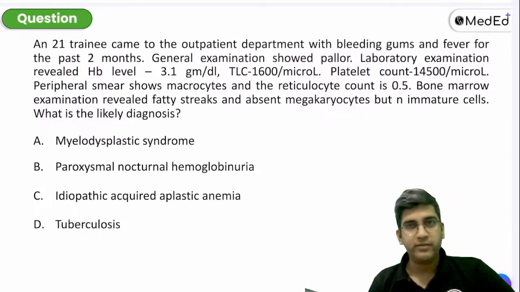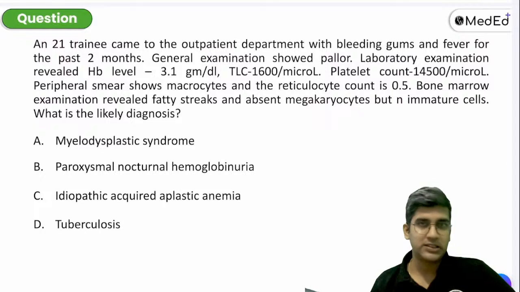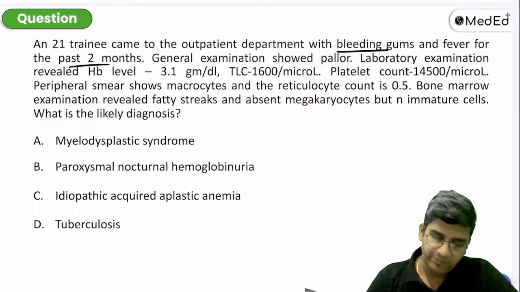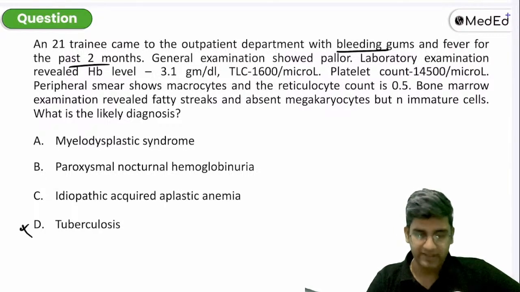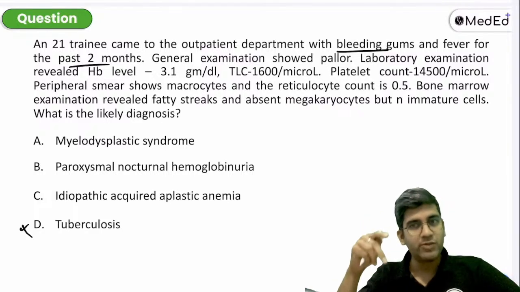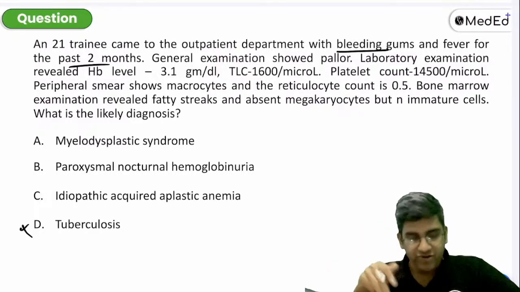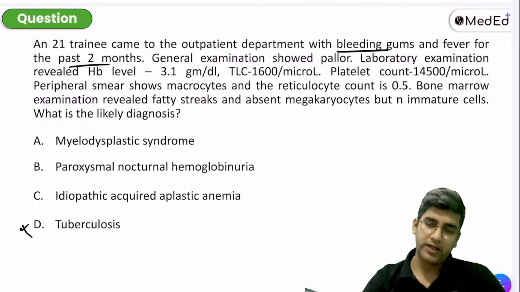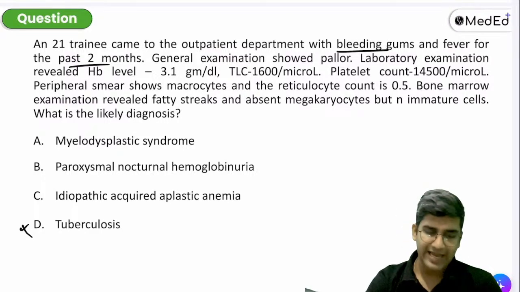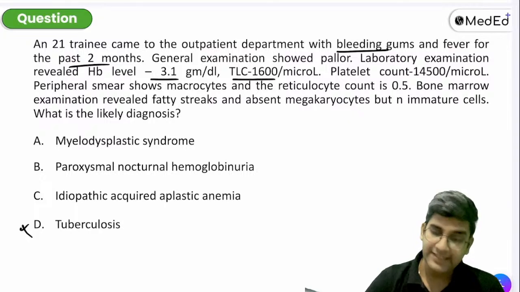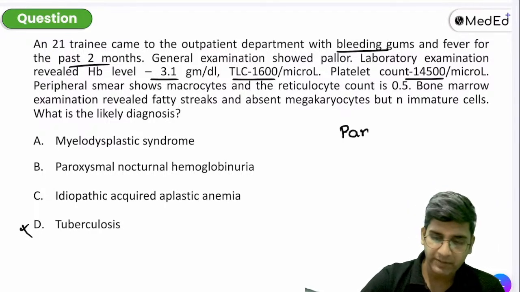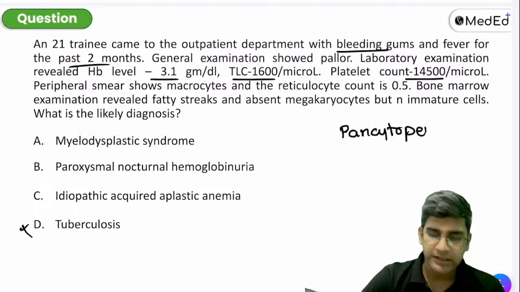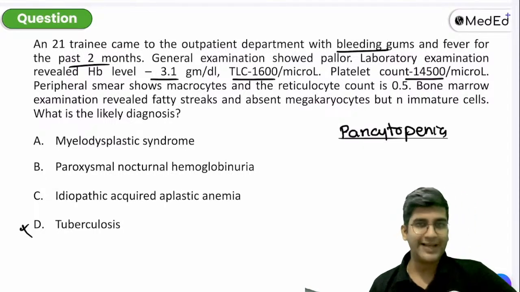A 21-year-old trainee, OPD, presents with bleeding gums and fever for 2 months. Bleeding gums and fever. Will TB present like that? Is that a presentation for TB? TB without cough, expectoration? Unlikely. Let's ignore. Whenever it's a scenario-based question, try to exclude like this. First read all 4 options, then we'll come back to that. General examination showed pallor. Lab shows hemoglobin of 3.1, TLC of 1600, platelets of 14,500. So can I call this pancytopenia? Definitely I can call this pancytopenia.